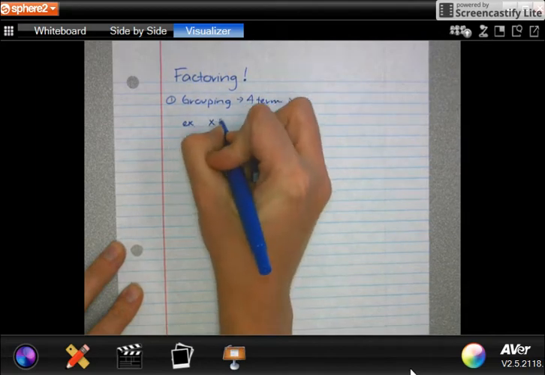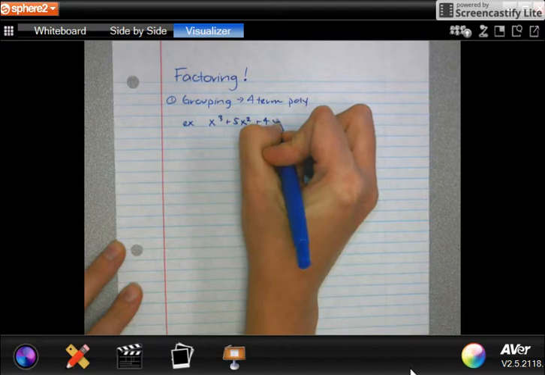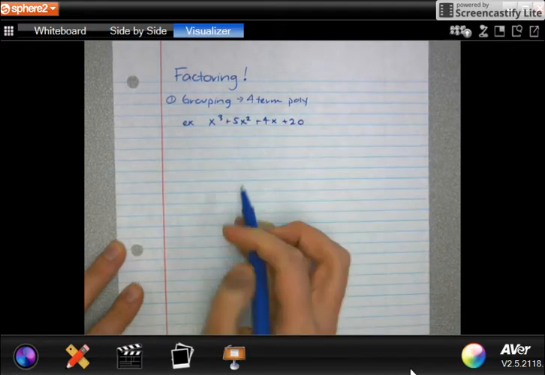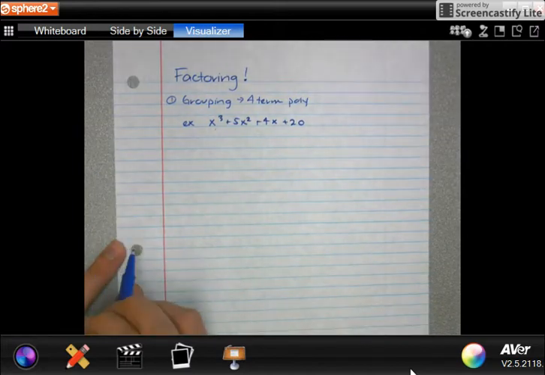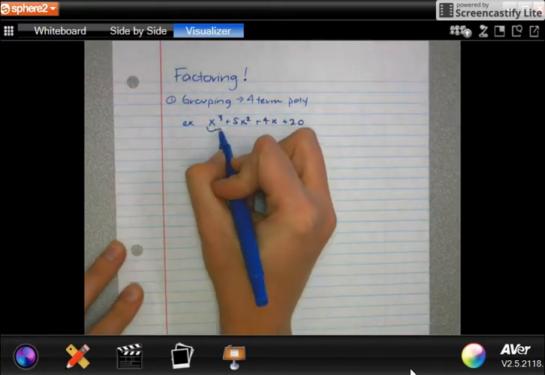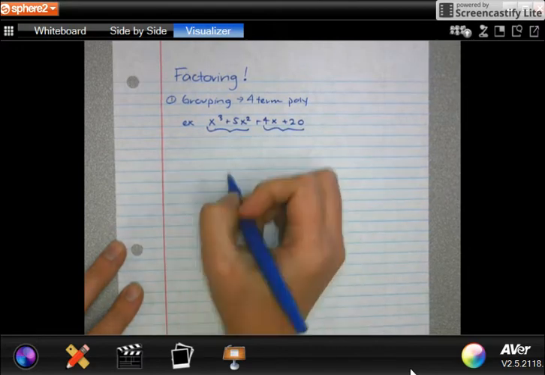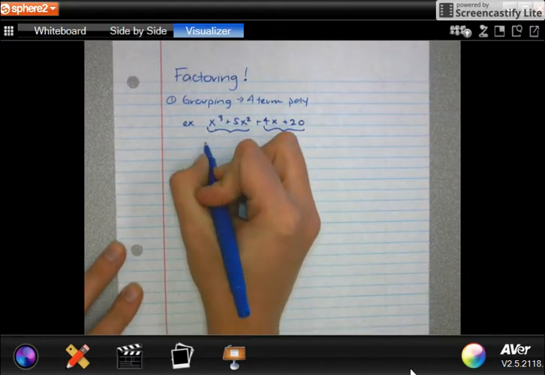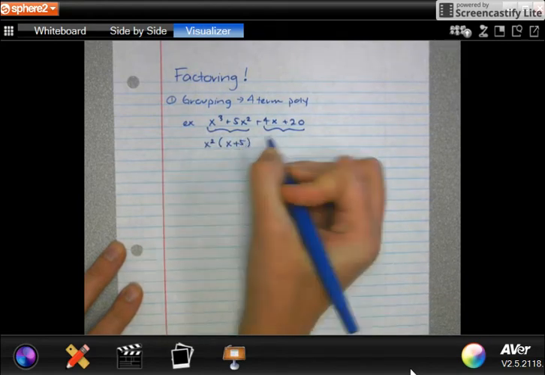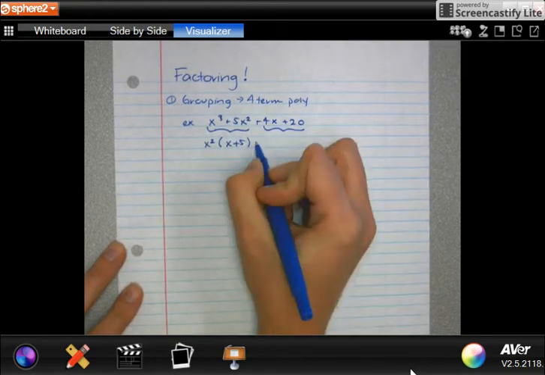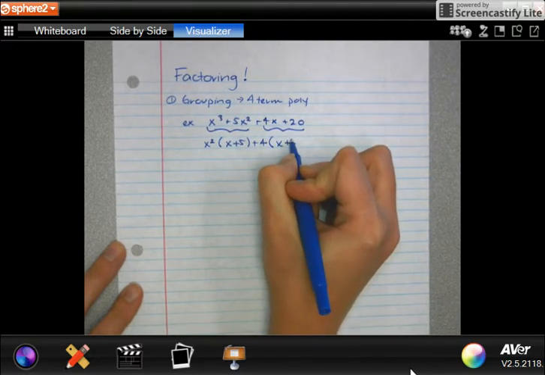An example is something like x to the third plus 5x squared plus 4x plus 20. I'm noticing that it's a 4-term polynomial, so I'm going to try the grouping method. The grouping method is pull the GCF out of the first two and then out of the last two. The GCF here is x squared, which leaves me with x plus 5. The GCF here is a positive 4, which leaves me again with x plus 5.